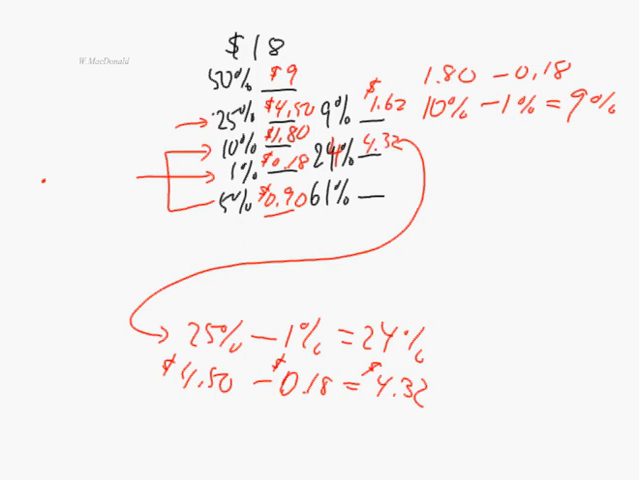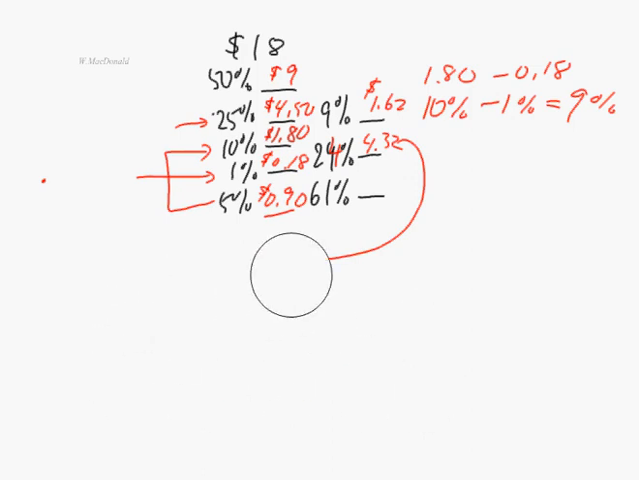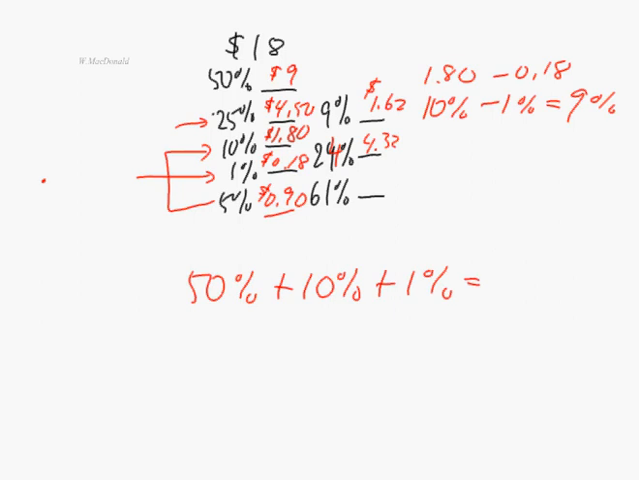And the last one, 61%. I'll erase this so I get some work area. To get 61%, there's a whole bunch of different ways you can do it. The easiest way is to take 50% plus 10% plus 1%. That would be 61%. 50% is $9. 10% is $1.80. 1% is 18 cents. Add them all together, you get $10.98.